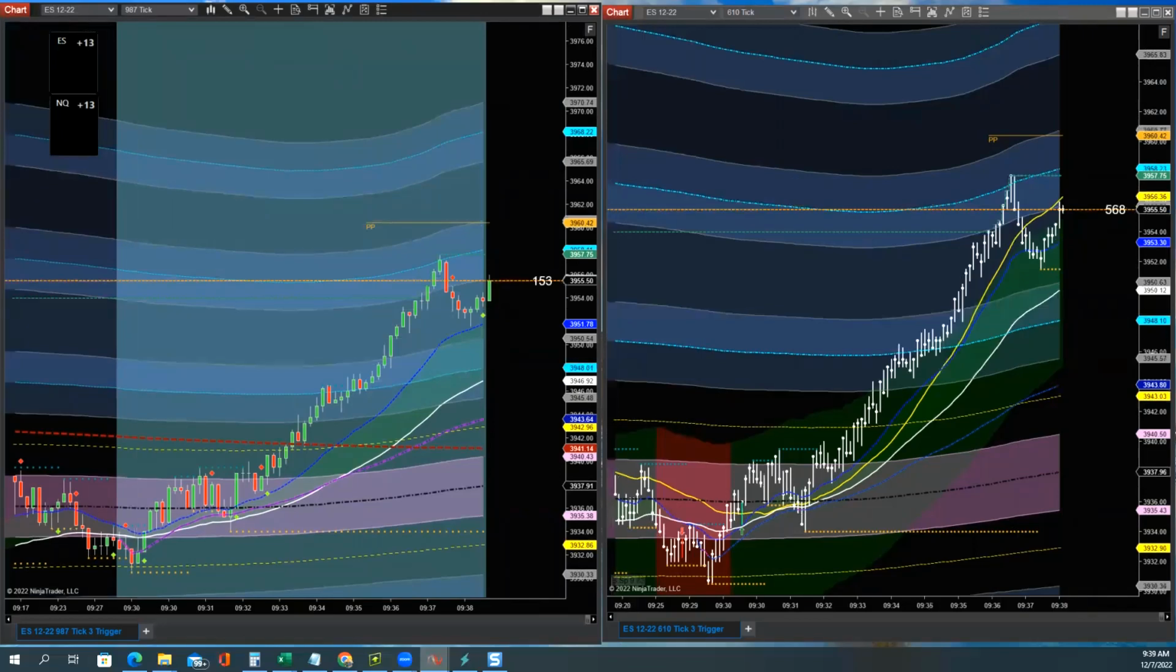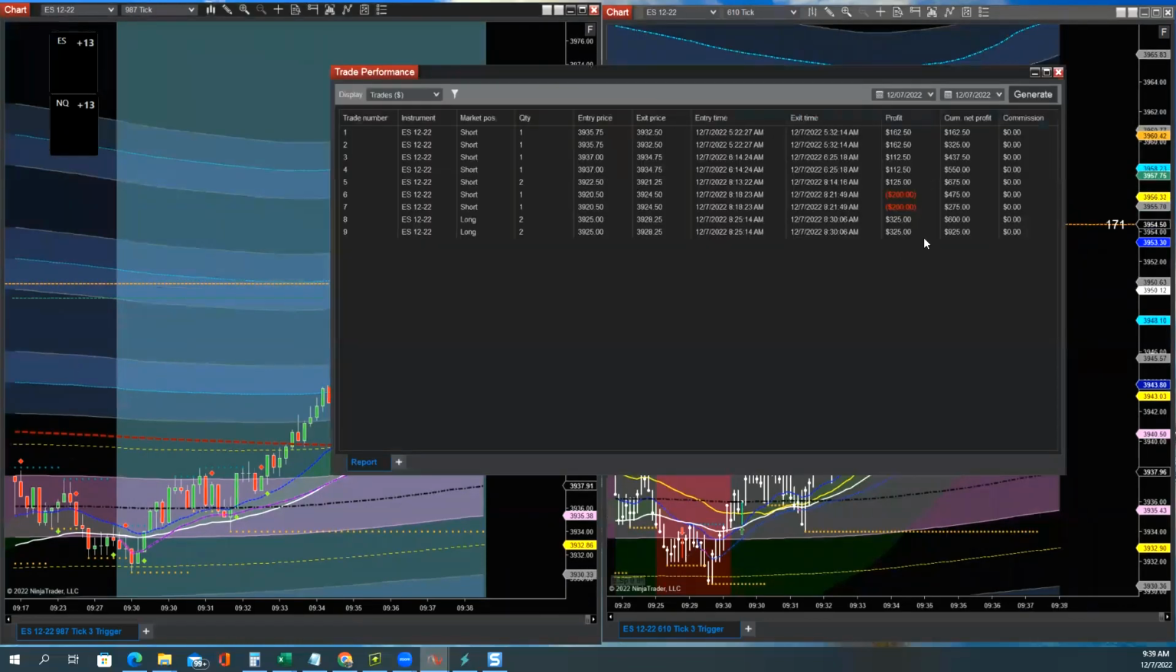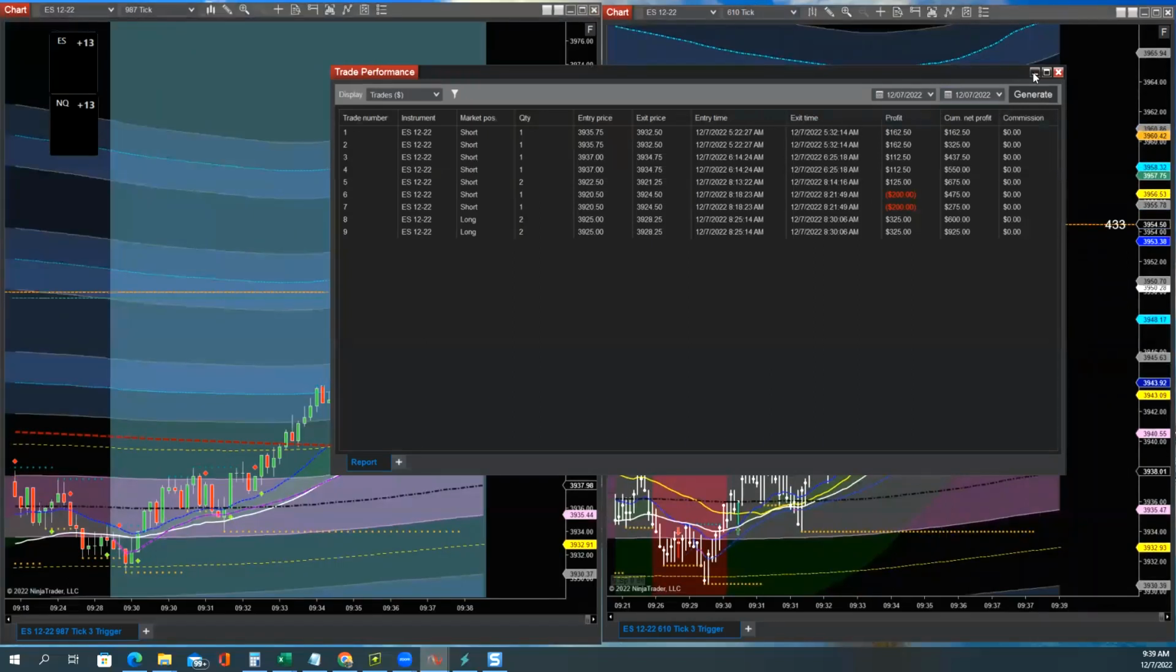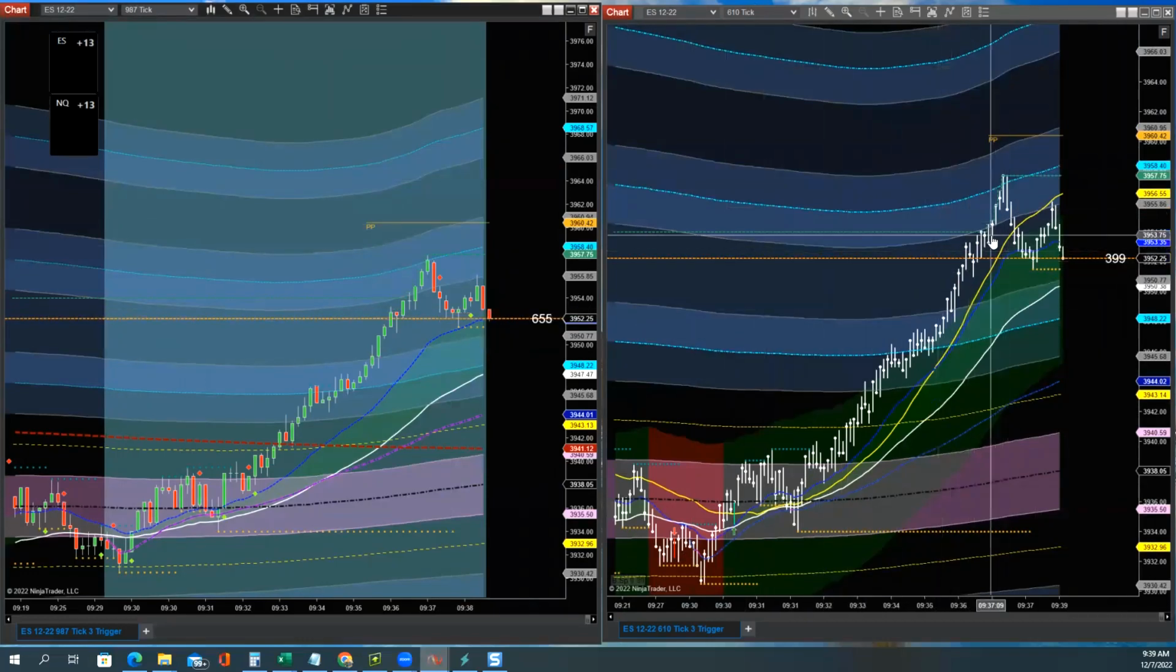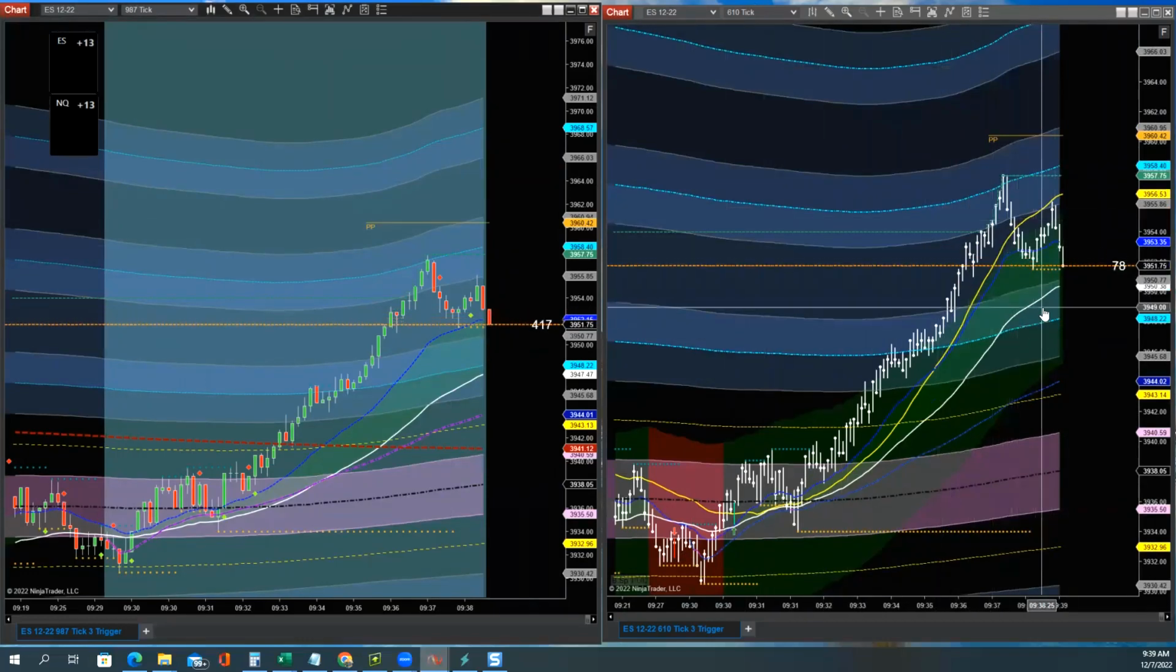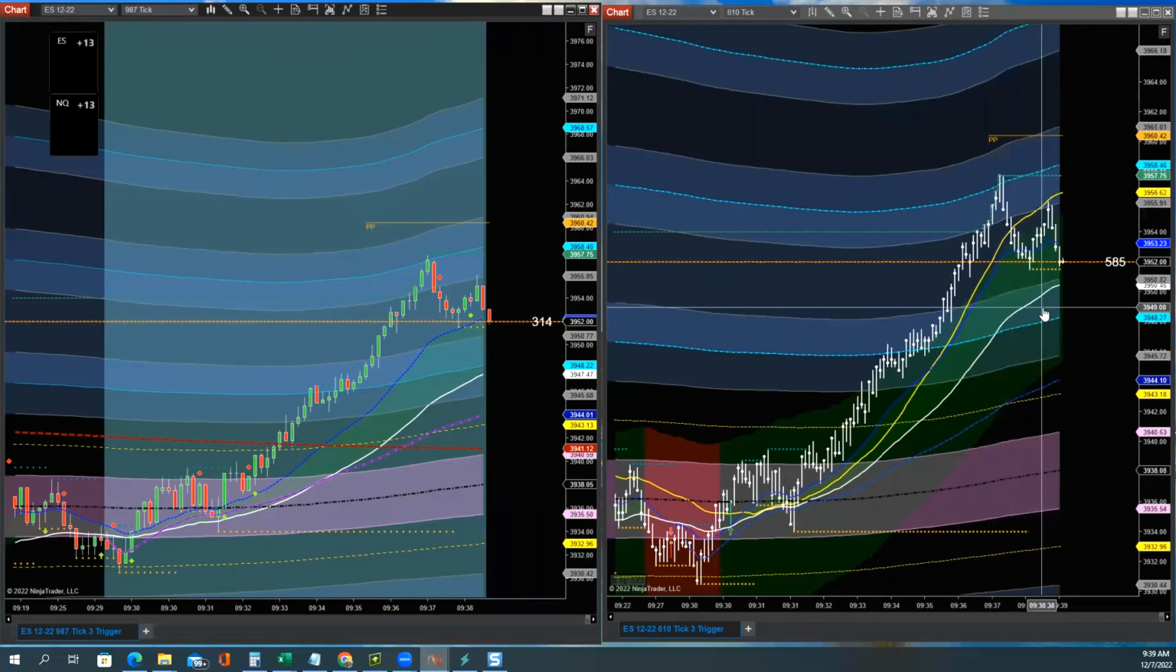Again, I'm already up this much. I did some overnight trades and I'm already up 925. Already hit my goal. So we shall see. I'm not trying to overtrade here, but I'm trying to show you guys how to trade this scalping system. Basically six, what is it, six ticks? No, 5 to 6 ticks, right?